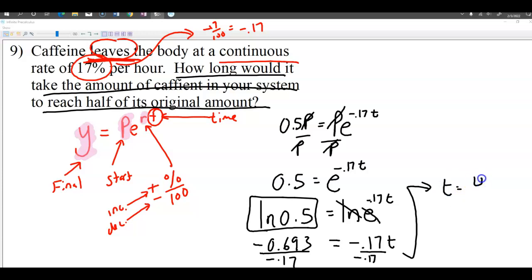Which is 4.077. And it looks like the time we're measuring here is in hours, so it would take that many hours. So there it is.